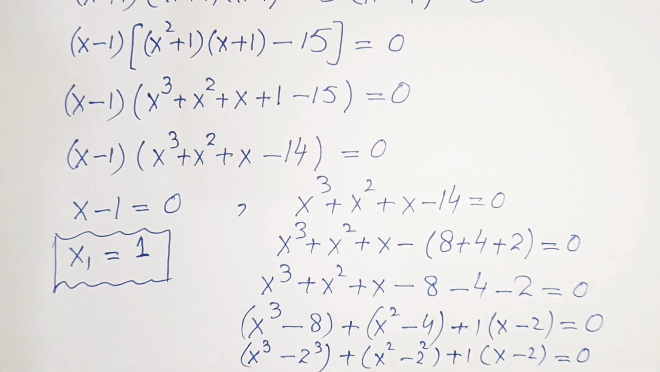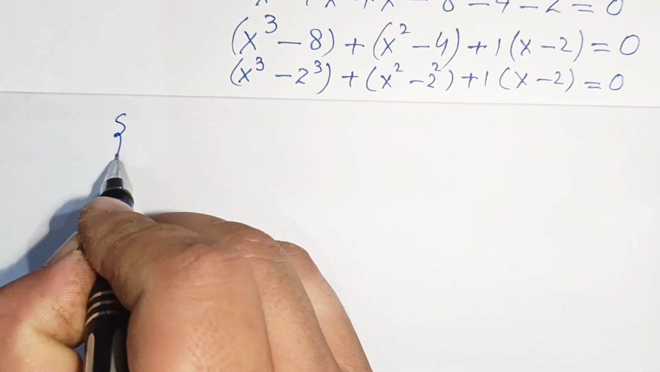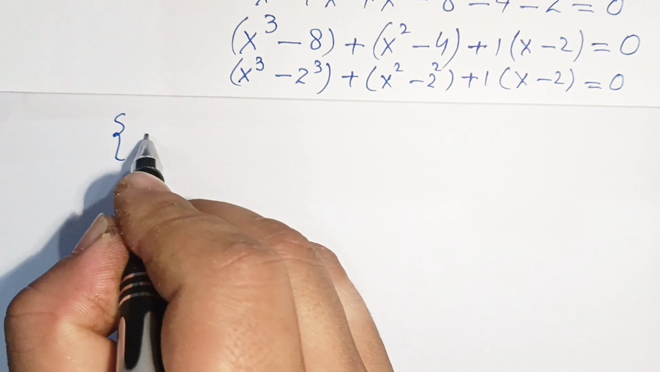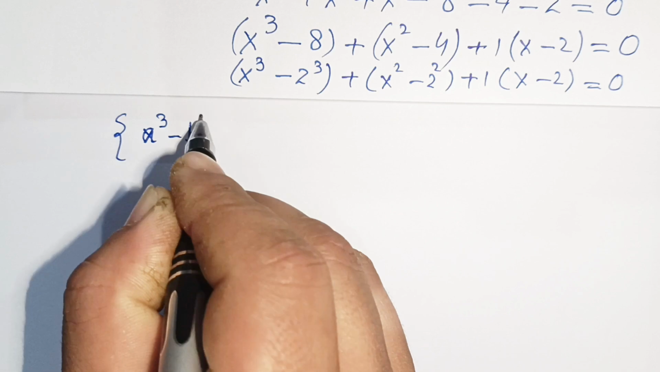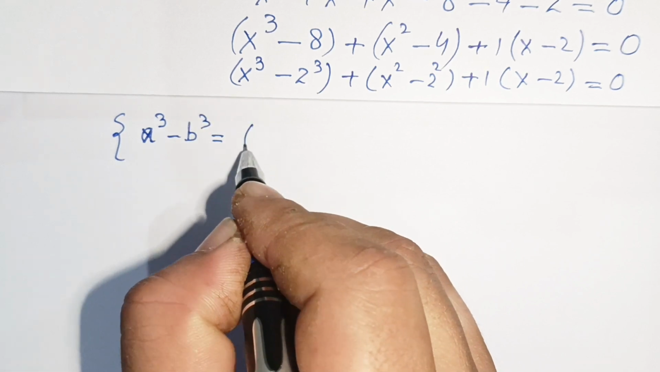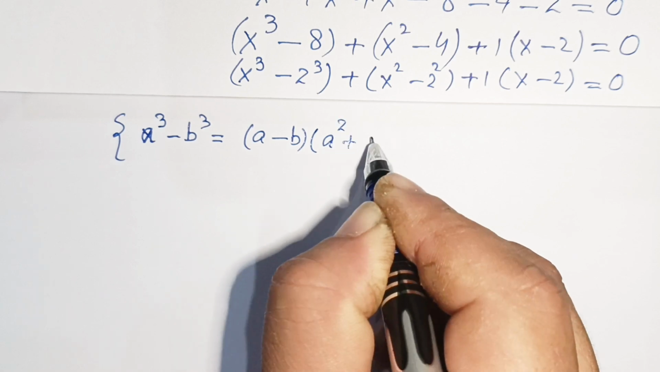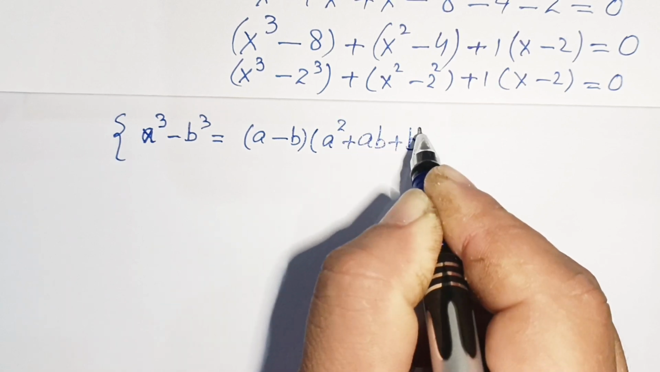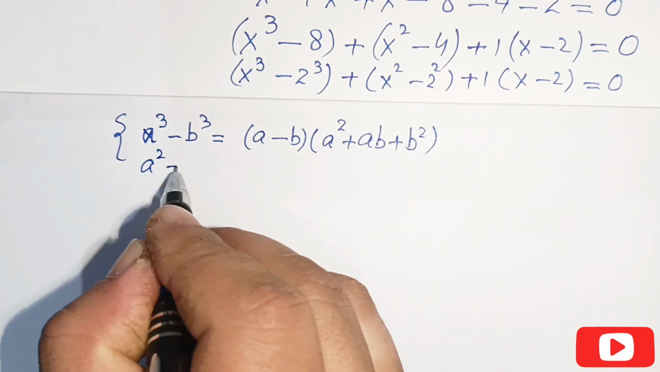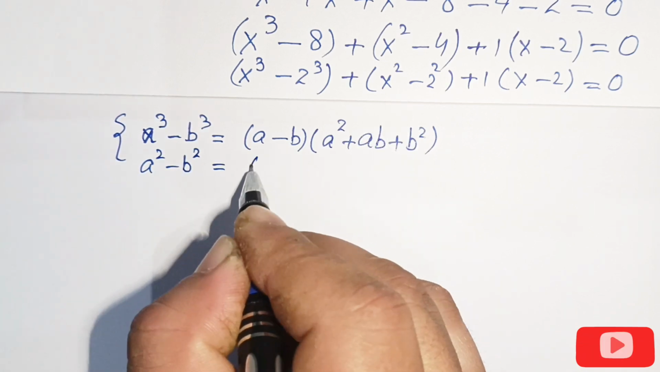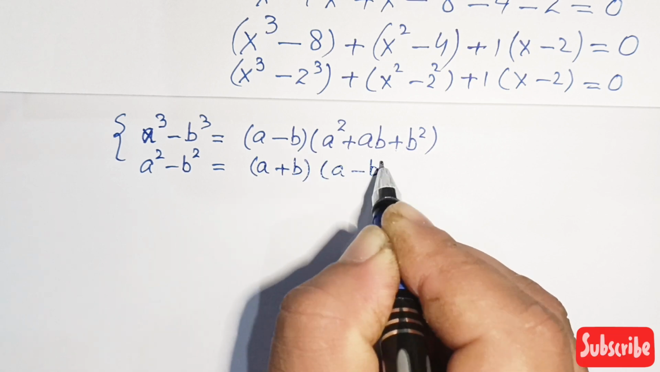Now our next step will be, here we have x cubed minus 2 cubed, so we are going to use algebraic identities. If we have a cubed minus b cubed, then it is equal to a minus b times a squared plus a times b plus b squared. Similarly, here we can use a squared minus b squared is equal to a plus b times a minus b.